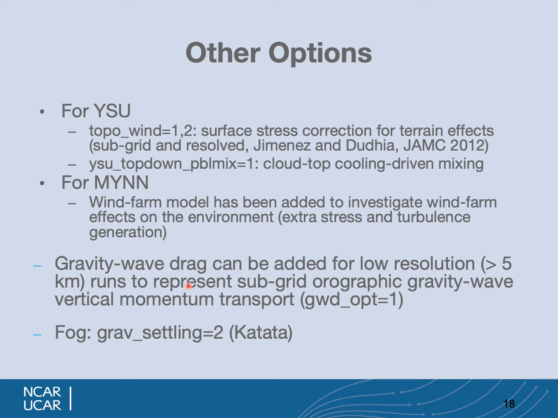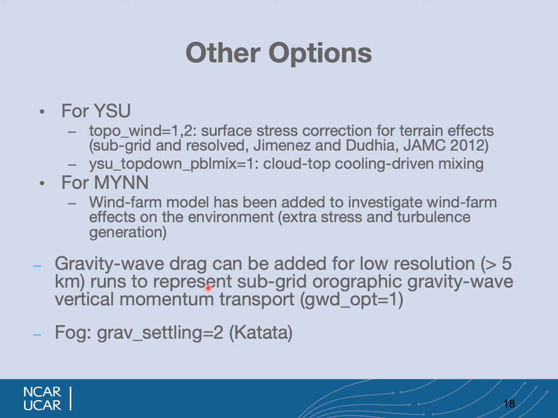Gravity wave drag is another process that can be added in the model. It's typically used in global models which have low resolution, for example greater than 5 kilometers grid size, because there are gravity waves generated by topography that do important momentum transport but are not resolved at those kinds of grid sizes. And these gravity waves also break in the upper troposphere where they deposit drag, and so that can modify the speed of the jet stream, for example.